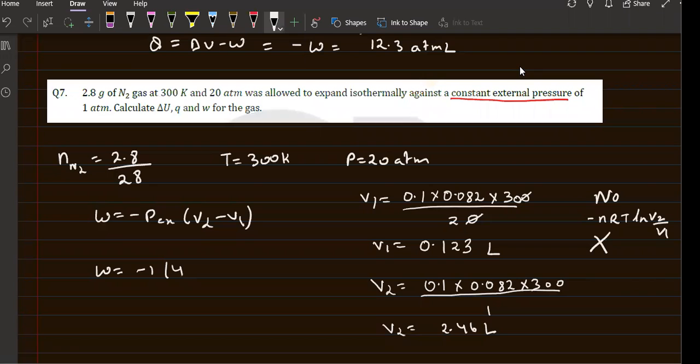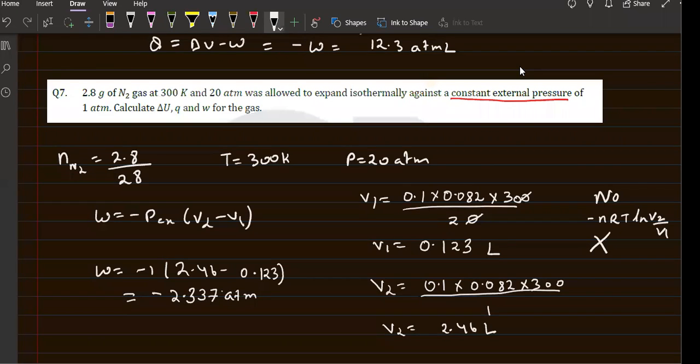So just put the values: 2.46 minus 0.123. This is your answer in atm liter. So it will be minus of 2.337 atm liter. Got it everyone?